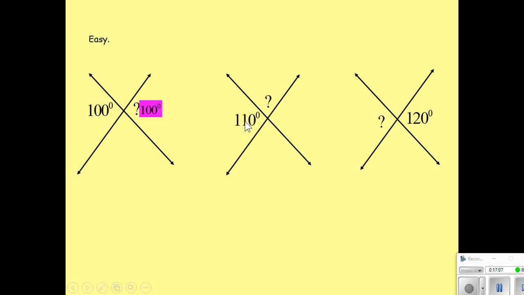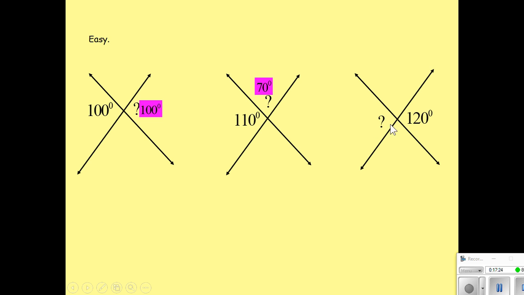In the second picture, these two angles are not across from each other. It's not top and bottom or left and right. You have two of them next to each other, so they're not the same. These two angles are going to add to 180. So to find the missing angle, we do 180 minus 110, and we get 70 degrees for that one.